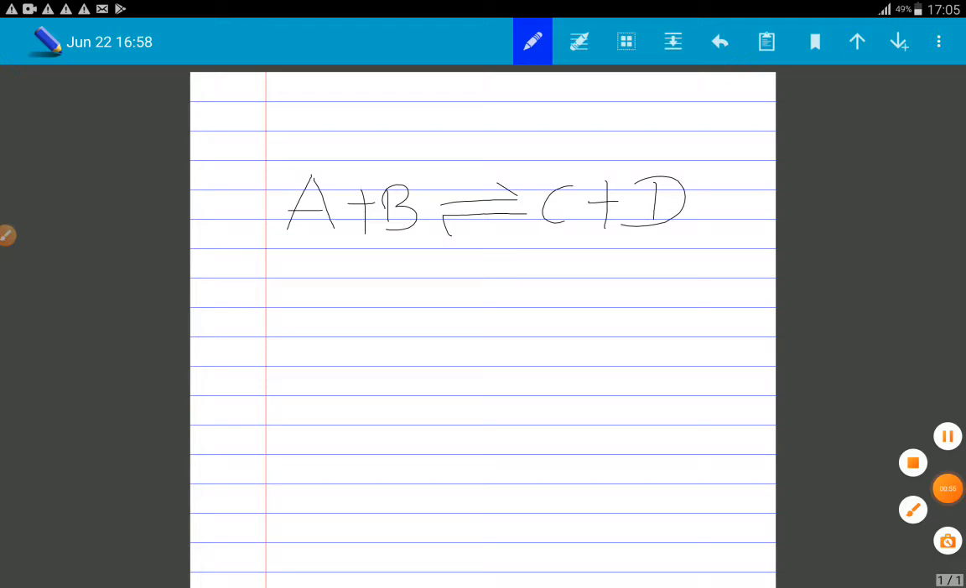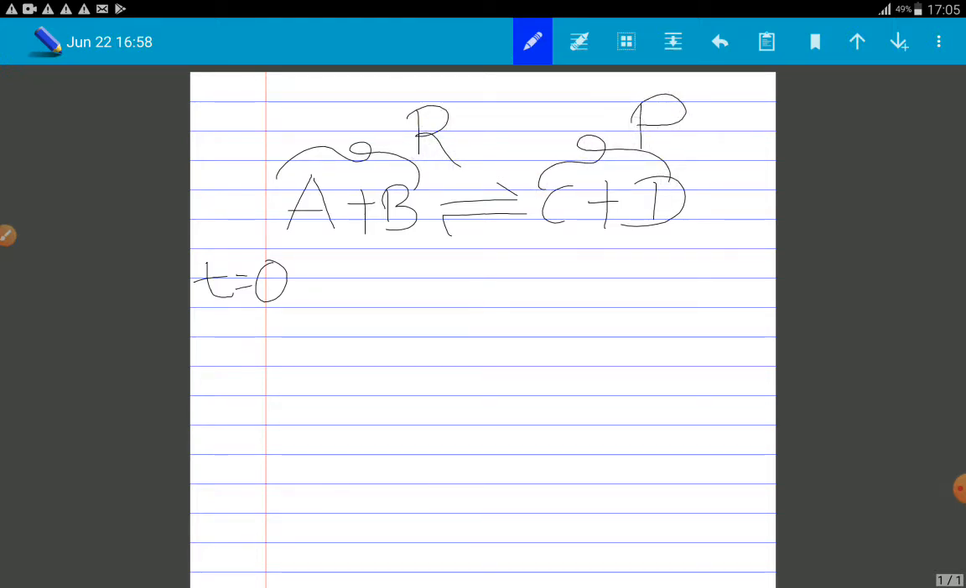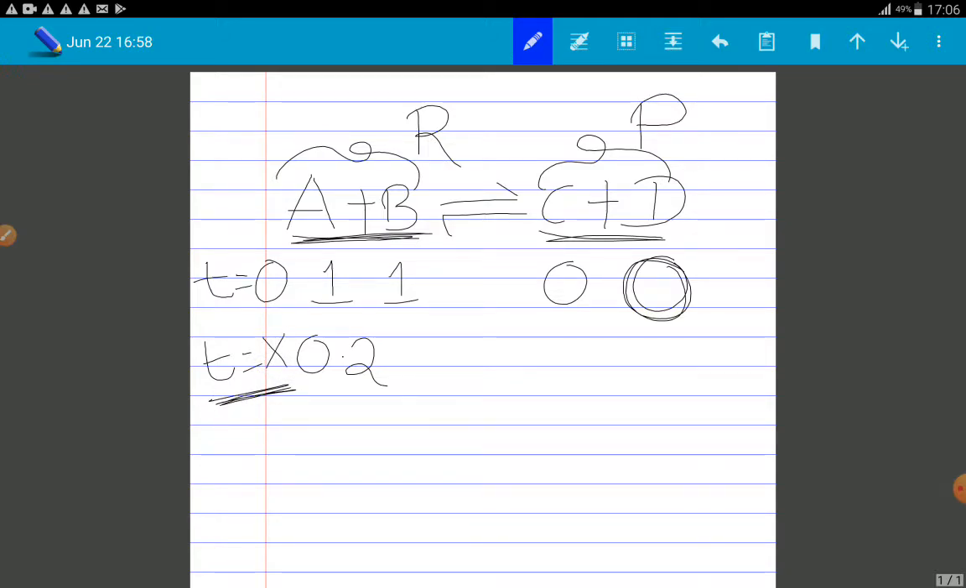Before starting the reaction, for example at time t equal to 0, the reaction has not yet started. At this stage these are my reactants and these are my products. Initially there is no formation of product. So assume this is 1 mole, and this is 0 and 0, as you know very well, products are not formed before the reaction. But after some time there is a formation of product, at some time t equal to x, when the reaction is going on.